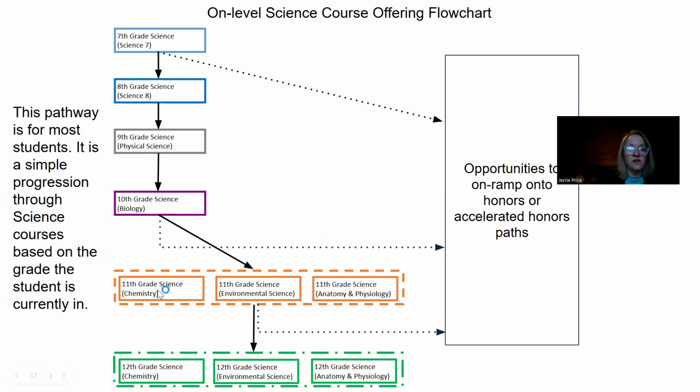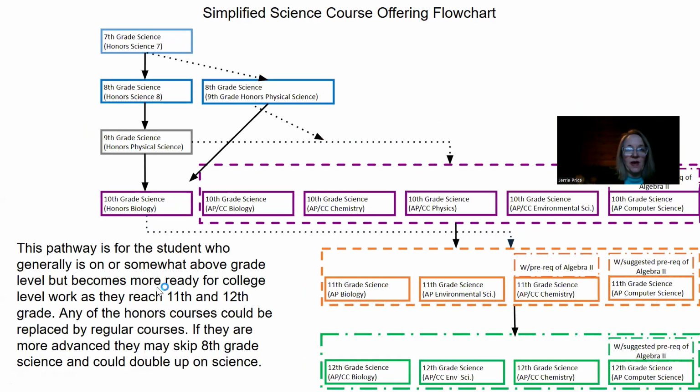The typical student will take chemistry if they are college bound, and then if they are very interested in other things like the medical field, they could also add in anatomy and physiology as a fourth science down here. Most kids take eighth grade science, physical science, biology, and chemistry, and that finishes their high school set of sciences. The rest of these pathways are the advanced pathways.